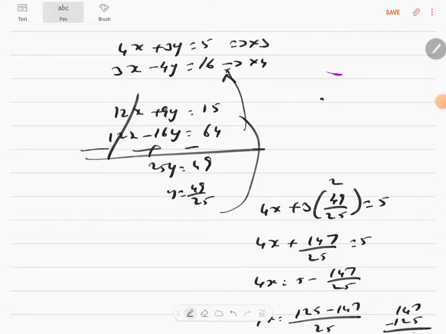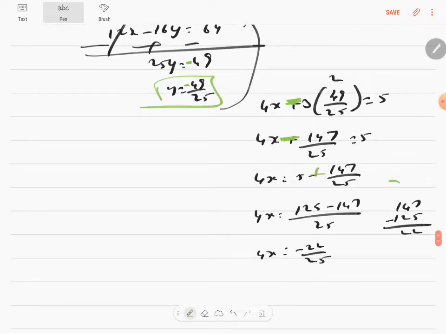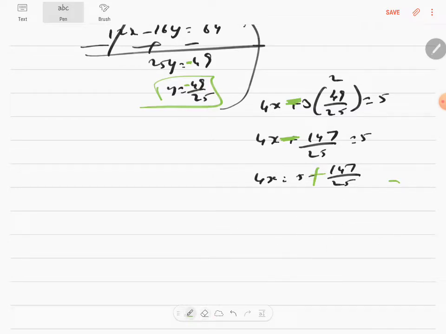Yeah, I made a mistake here. This has got to be minus 49 by 25. So in that case, this will become a minus here, and in that case, this will become a plus. And so then I'll get 4x to be equal to 125 plus 147, which is 272 by 25. Then we cancel this with 4: 6 4s are 24, 7 4s are 28, 8 4s are 32.